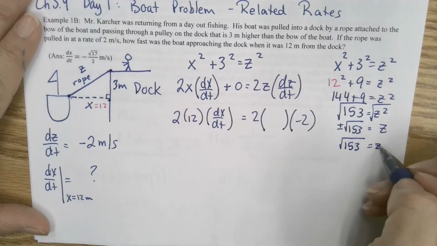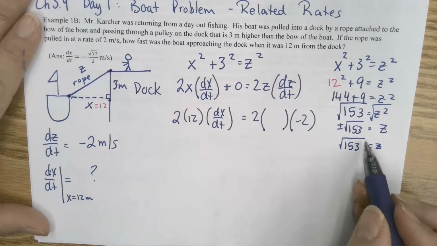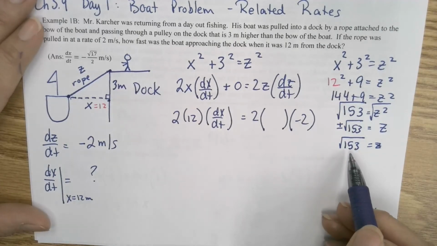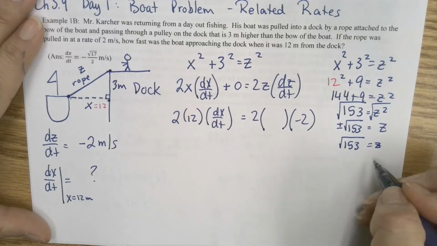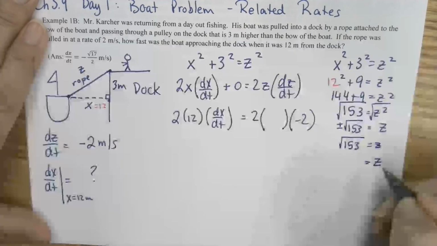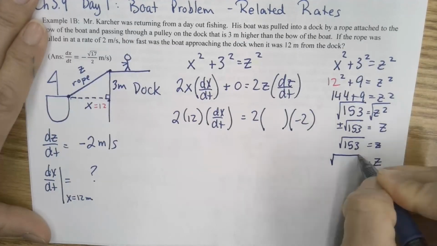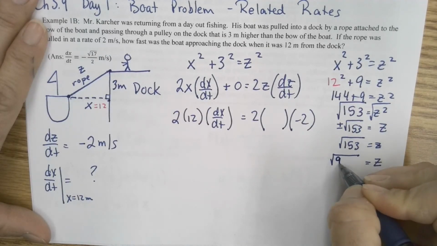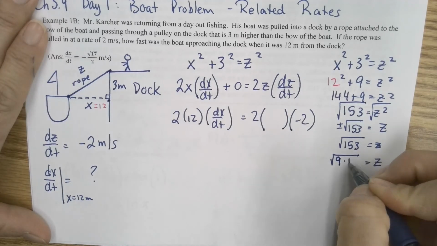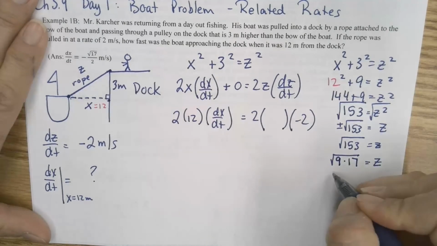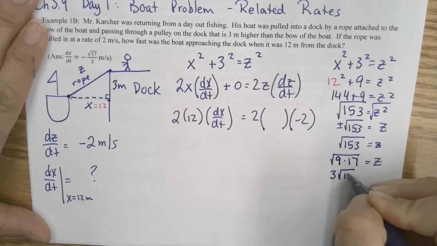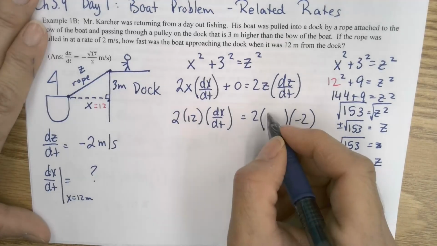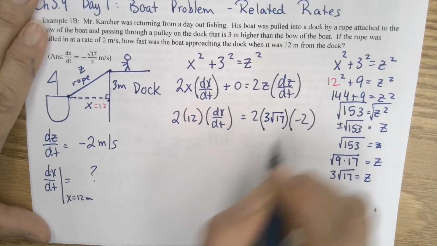If you're an IB student, you do not need to reduce your radical. You can keep it like that. If you are a Calc Honors student, you can approximate that as a decimal. And if you are either one of those students, you can reduce this. I'm going to go ahead and reduce this. So we can divide square root of 153 by 9. And that leaves me with 17. And the square root of 9 is 3. So we have 3 square root of 17. And I'm going to drop that 3 square root of 17 up here for z. And then we'll clean this up.